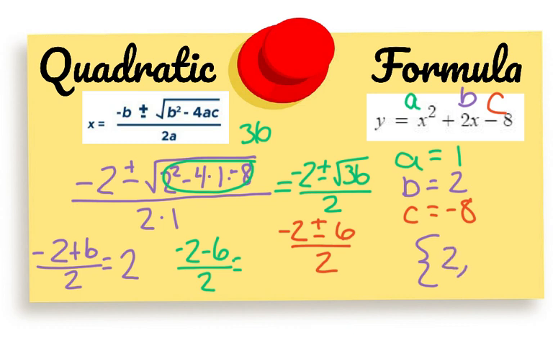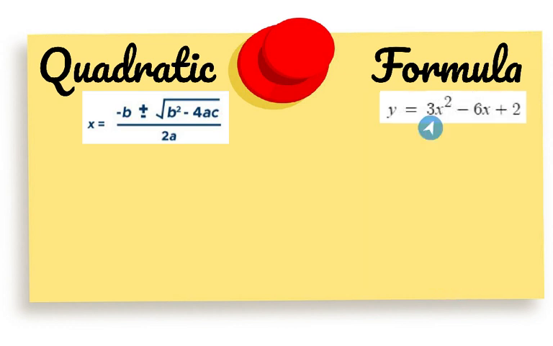And the other one, whenever I do negative 2 minus 6, that's negative 8 divided by 2 is negative 4. So my other solution is negative 4. So I have two solutions to this problem. There are two zeros. There's two places this graph is crossing my x-axis. Another one. Go ahead first and identify what are going to be your a, b, and c.